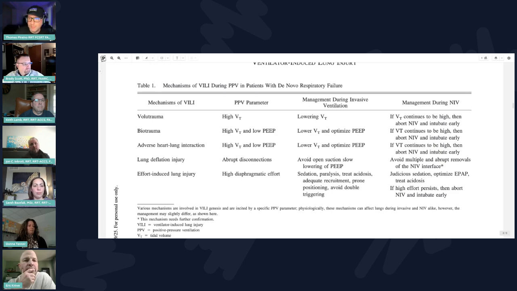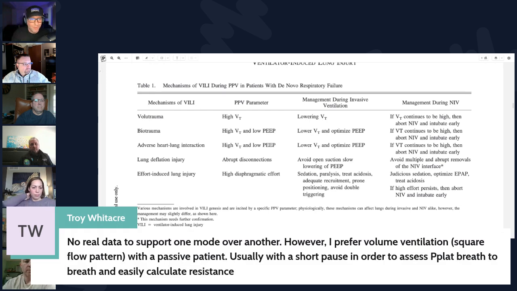As Troy pointed out here, there's no real data to support one mode over another. However, he prefers volume ventilation in a passive patient, and that's typically because you can set a rapid constant flow with a short pause to assess plateau pressure breath to breath, and also look at peak minus plateau. If you set your flow at 60, then peak minus plateau mathematically is exactly your resistive pressure.